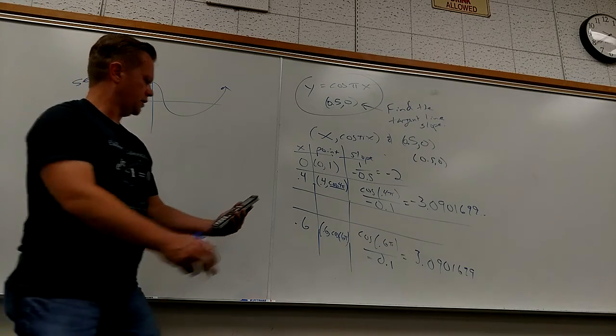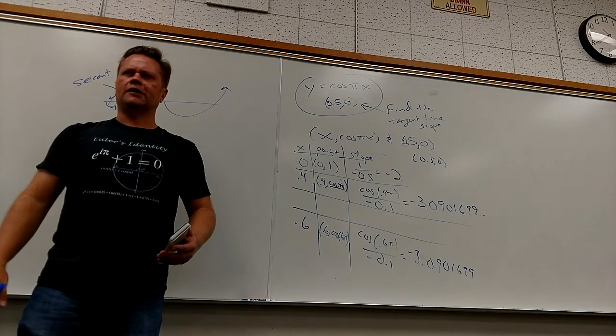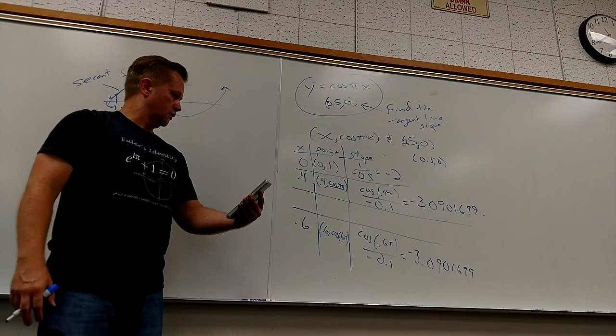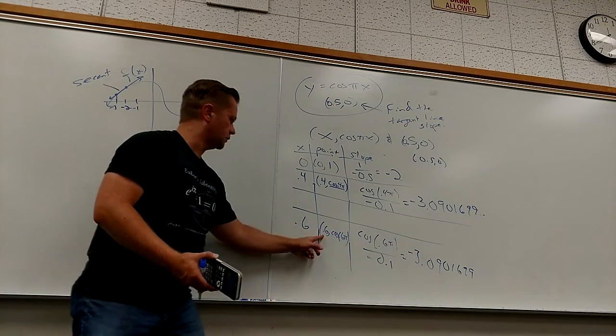No, it should be negative. Yeah, this thing. Certainly. Otherwise, it would really be freaky. Is everybody cool with that? Why is the bottom positive 0.1 now? Because what's 0.6 minus 0.5?